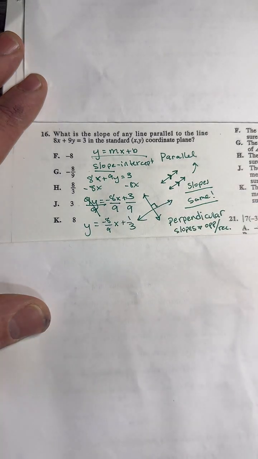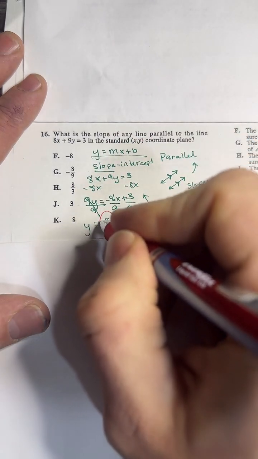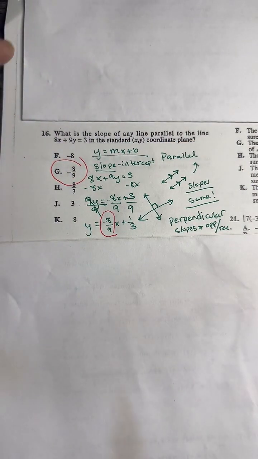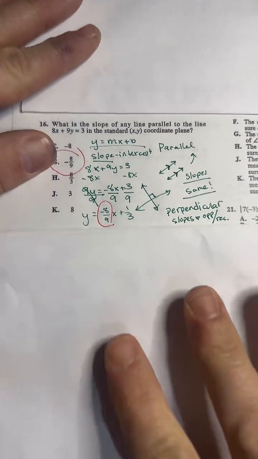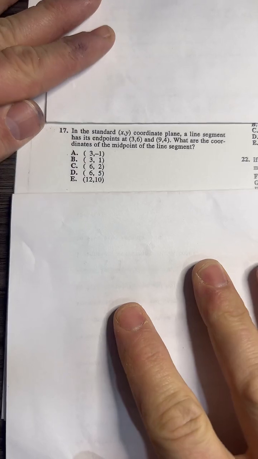So what I'm really looking for here is the slope. If this slope is negative 8/9, I know that my parallel line is going to have a slope of negative 8/9. Letter G. All right, let's take a look at the next one. All right, we're rolling, aren't we?